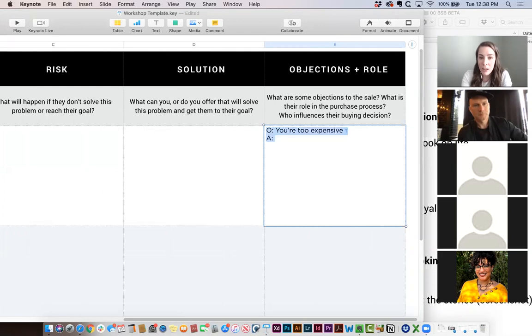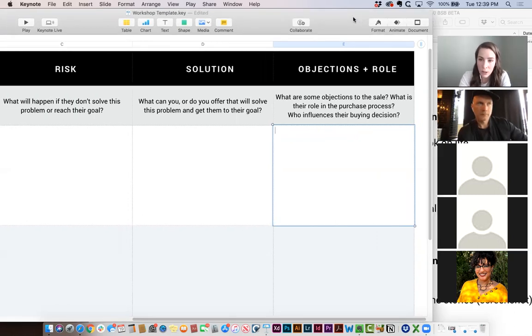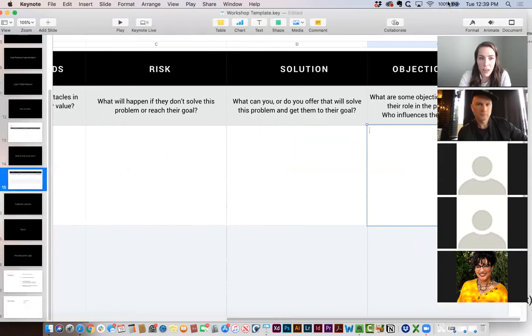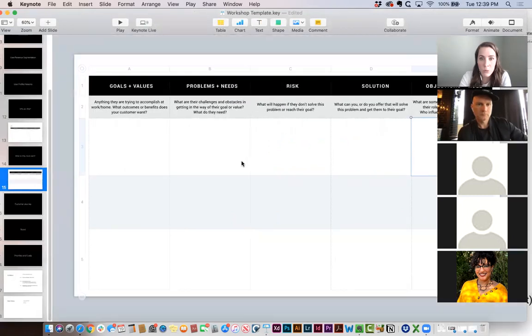That way, a lot of this is going to be the baseline for your messaging and for a lot of your client experience, and everything is going to come from here. And then the role in the purchasing process. Do they have to check with their partner? With their parents about purchasing this? With the other decision makers in their company? Who's going to be influencing this sale? That has really helped me.